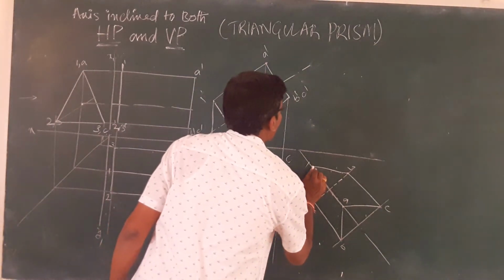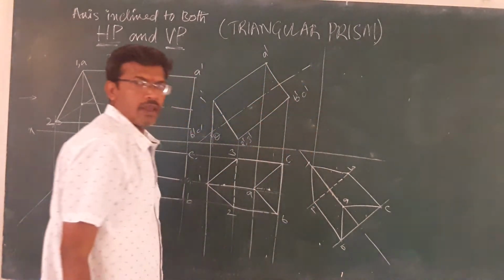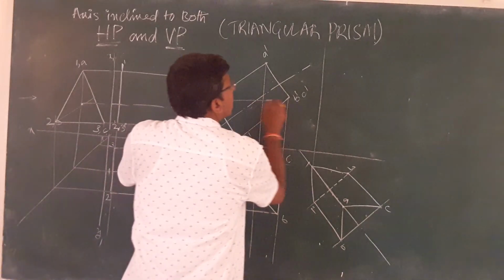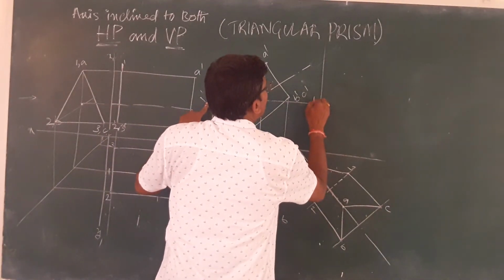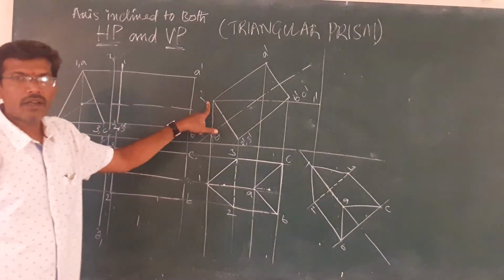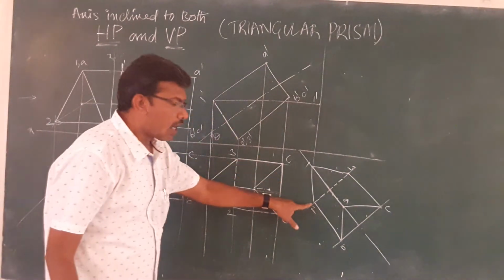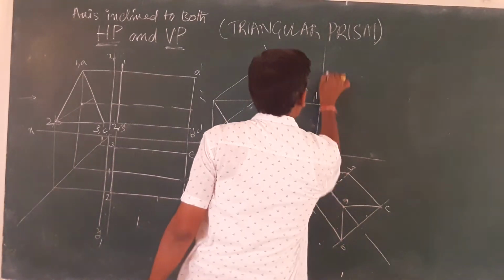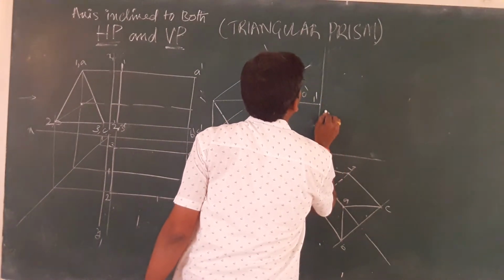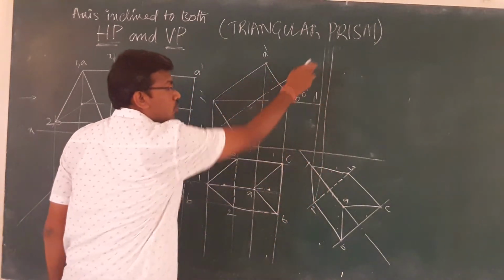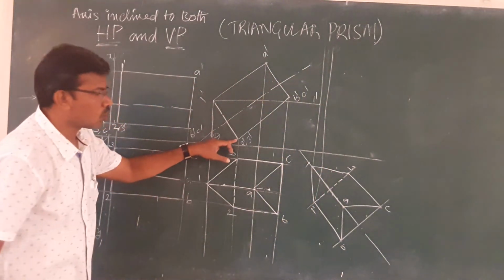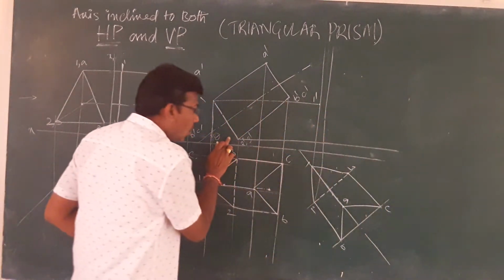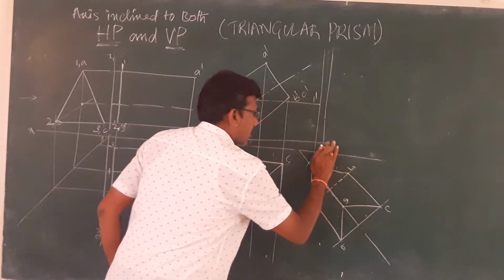So now I will draw the projector from 1. And where is 1 here? 1 point is here. So now I will draw a projector from 1. I will make it 1 dash. Clear? 1 dash. And next, I will draw the projector from 2. And where is the point 2? 2 is here. I will draw a straight line from this one because 2 and 3 lie on the same line.